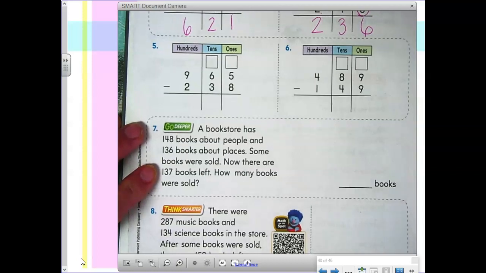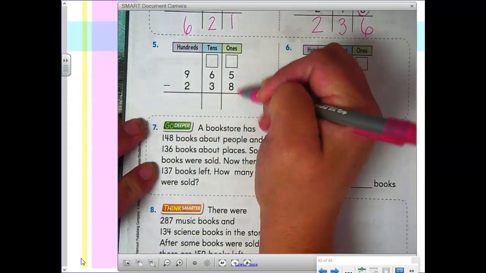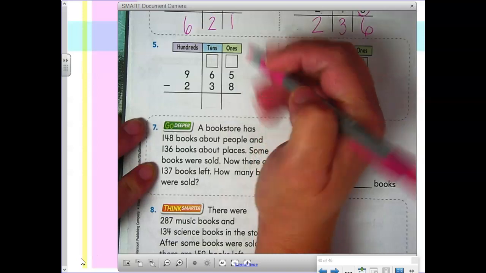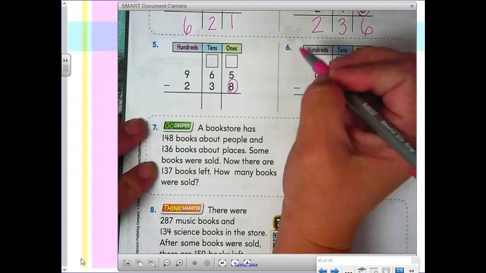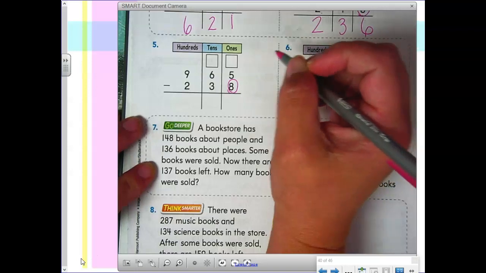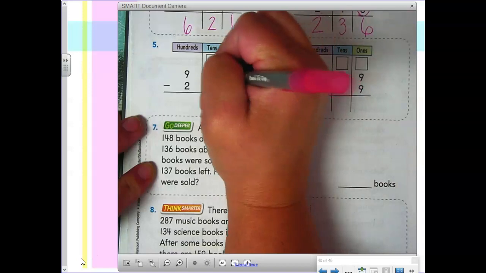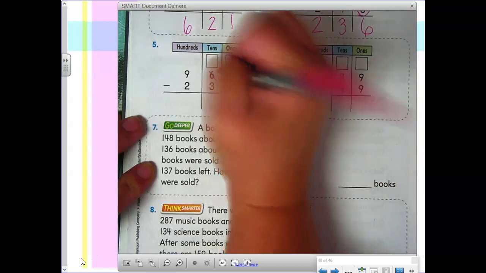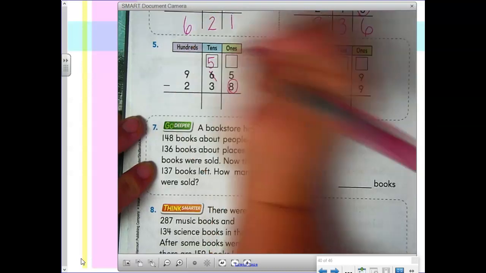965 minus 238. All right, start on the right. What is our larger number? It is 8. If we have more on the floor, go next door and grab 10 more. Our next door is the 6 in the tens place. So 6 minus 1 is 5.